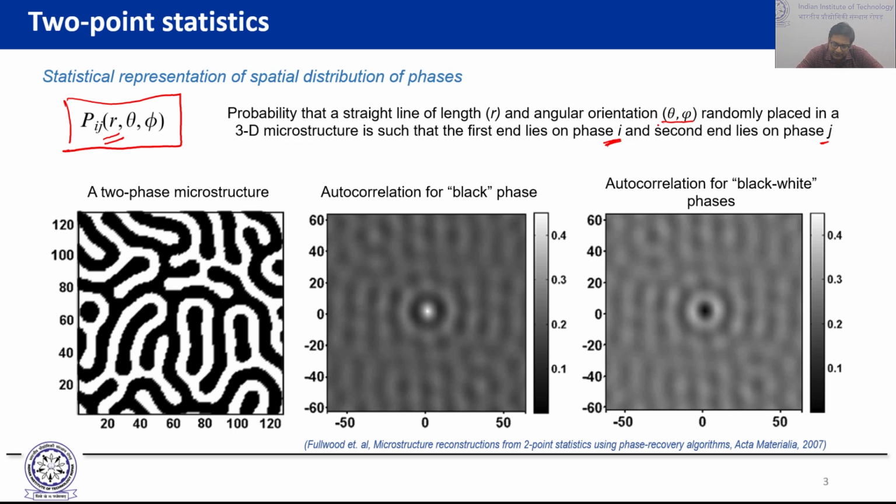Now again, I said theta and phi, but by and large we can just restrict ourselves to theta, because when we are working with microstructures, in most cases we are not doing a 3D reconstruction of the microstructure, and we are just looking at 2D microstructures. So we can just talk about r and theta instead of r, theta, phi.